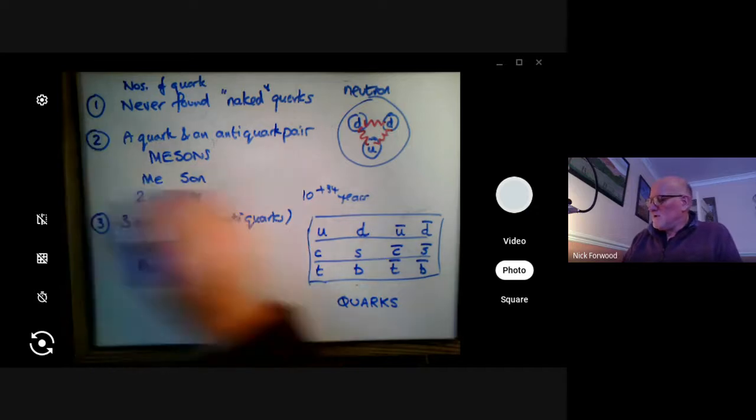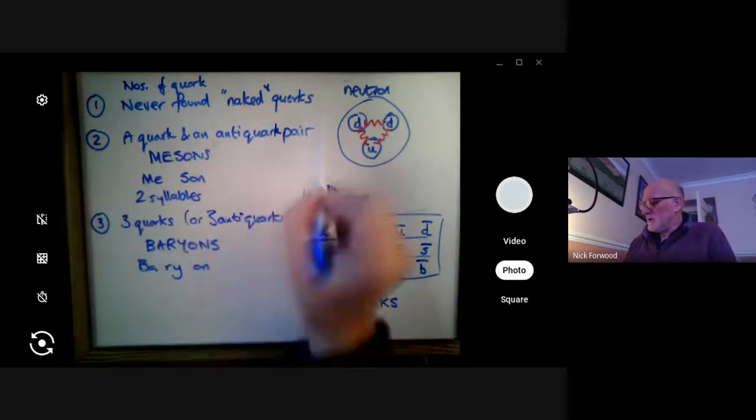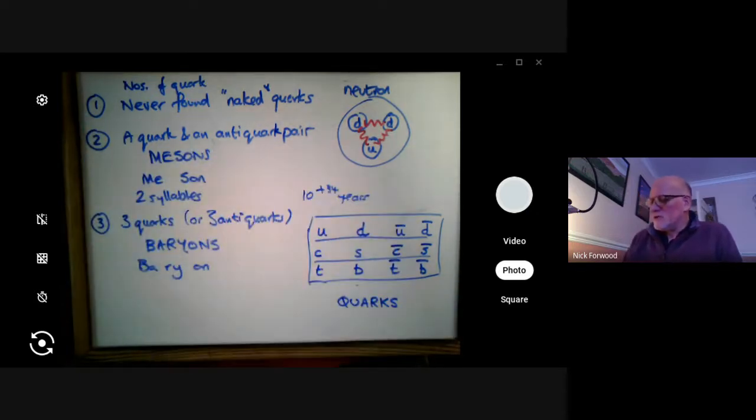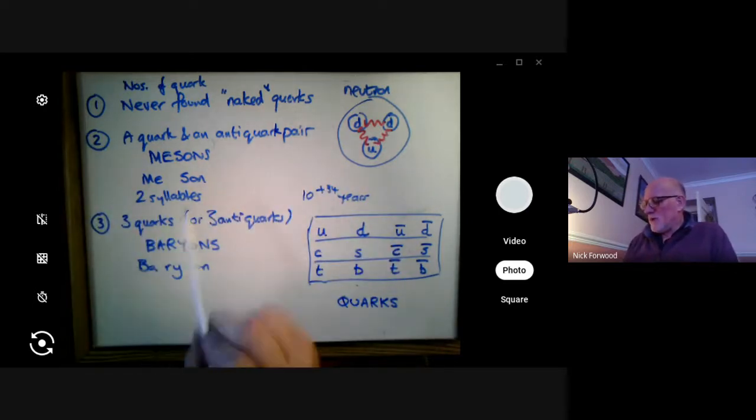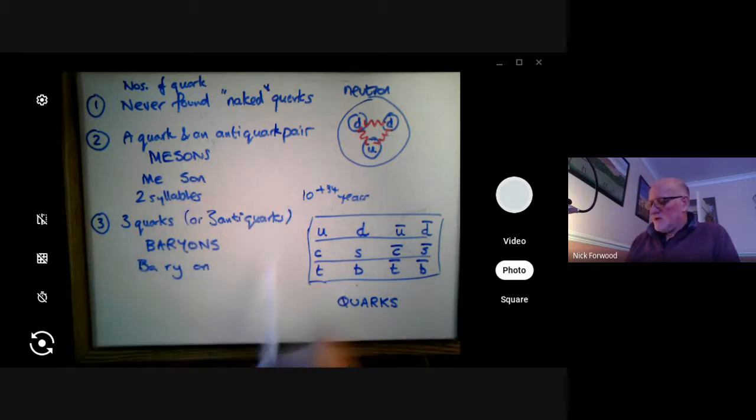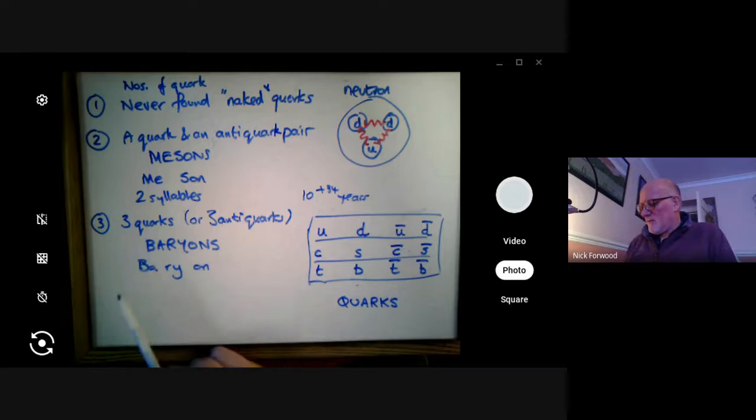You probably don't even need to know that you can't get naked quarks, single quarks on their own, but you definitely for higher need to know that 2 make a pairing called a meson. It's a quark and an antiquark. You definitely need to know this, that 3 together make a baryon.